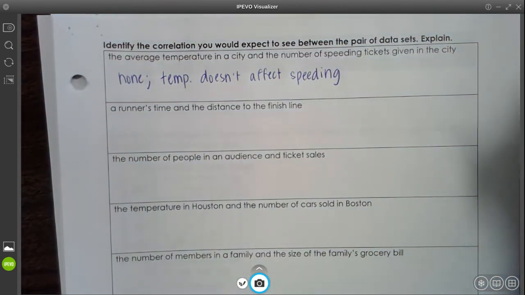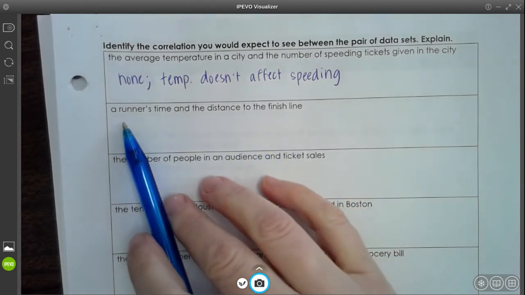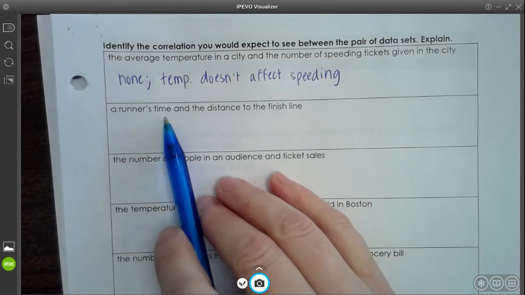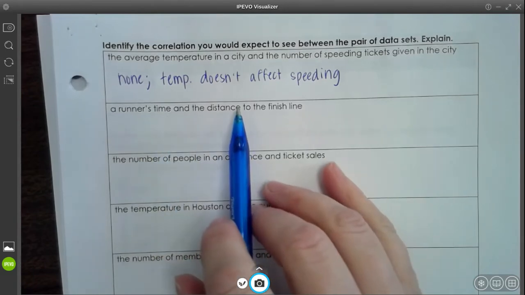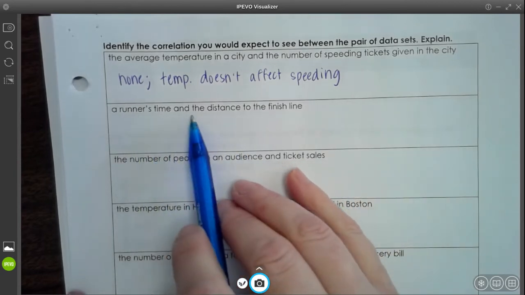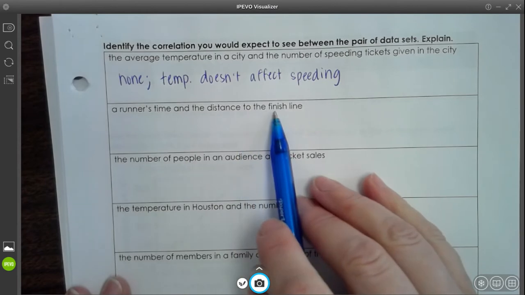Okay, and it does say to explain, and so we'll do that by saying that temperature doesn't affect speeding. Okay. So the next one is a runner's time and distance to the finish line. A runner's time is how long they've been running, and the distance to the finish line. So we have to think about this, right? As time increases, what happens to the person's distance to the finish line?